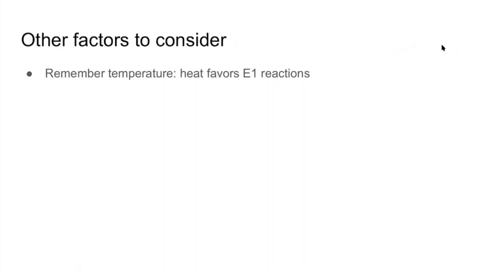Alrighty. So another factor to look at when you're trying to pick clues about which reaction is going to occur in solution, or when you see a problem and you're trying to decide what the product is, remember that temperature can also be a factor. So if you see this little heat sign, that means that heat favors an E1 reaction. And this factor is often the most useful if you've got one of those substrates and you have a molecule that's a weak nucleophile and a weak base.